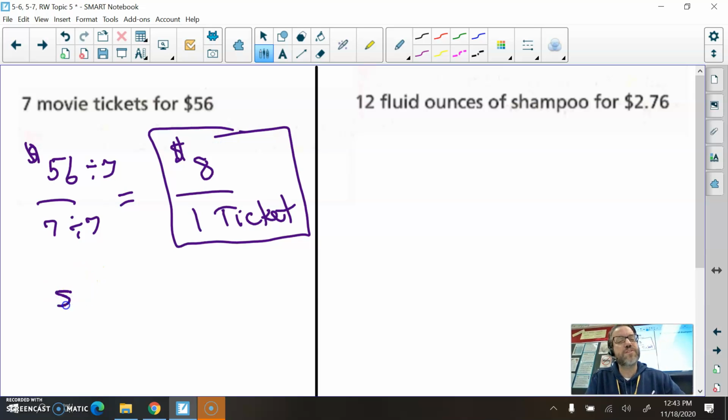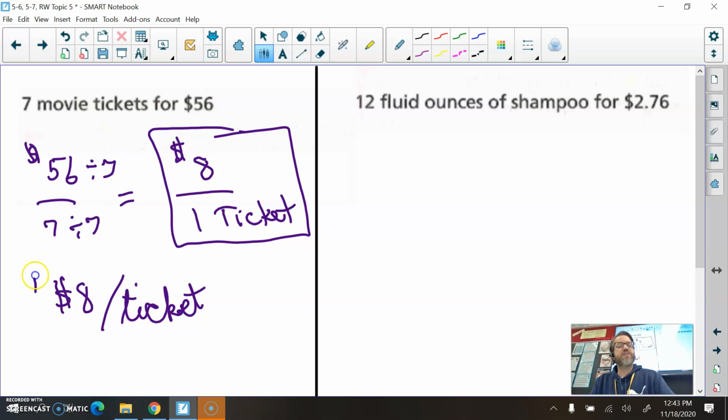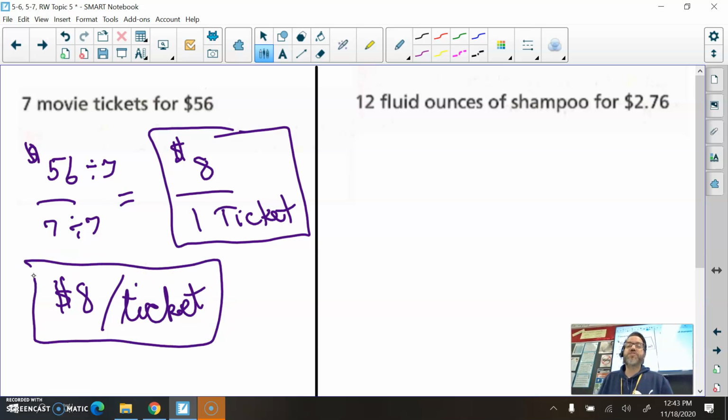And I can write it like this as well, $8 per ticket. That's an E right there. $8 per ticket. That's another way you can write the unit cost. Okay. How about 12 fluid ounces of shampoo for $2.76? We're going to start by writing this as a ratio.